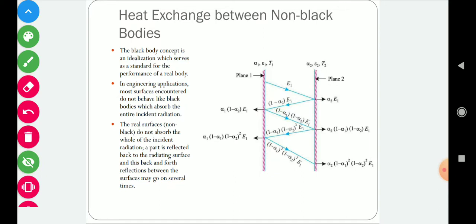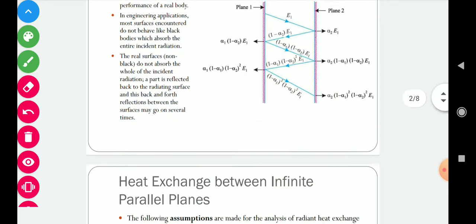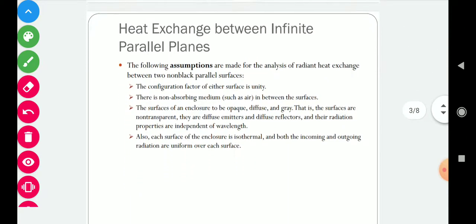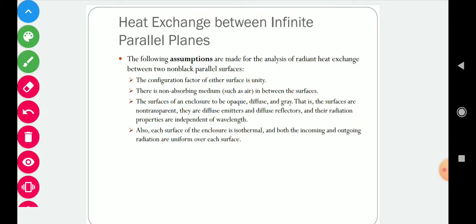The black body concept is an idealization which serves as a standard for the performance of a real body. In engineering applications, most surfaces encountered do not behave like a black body, which absorbs the entire incident radiation. Real surfaces, that is non-black bodies, do not absorb the whole of the incident radiation, and a part is reflected back to the radiating surface, and this back and forth reflection between the surfaces may go on several times. So we take an example of heat exchange between infinite parallel planes.